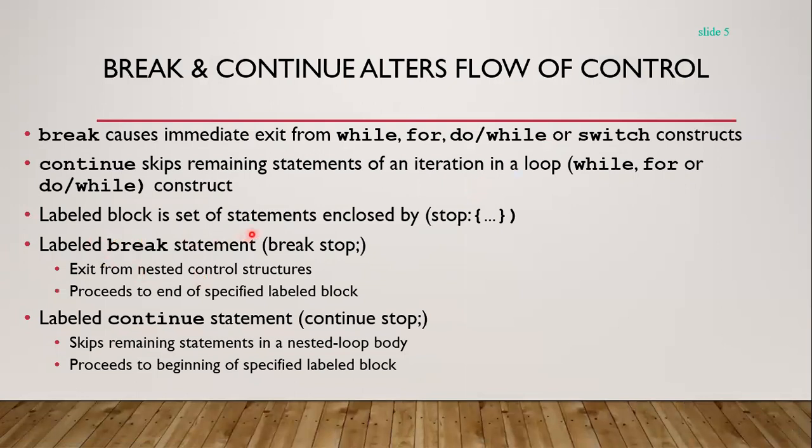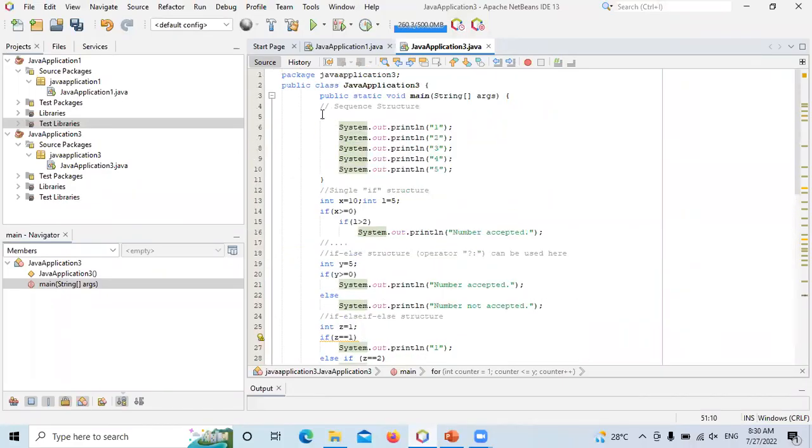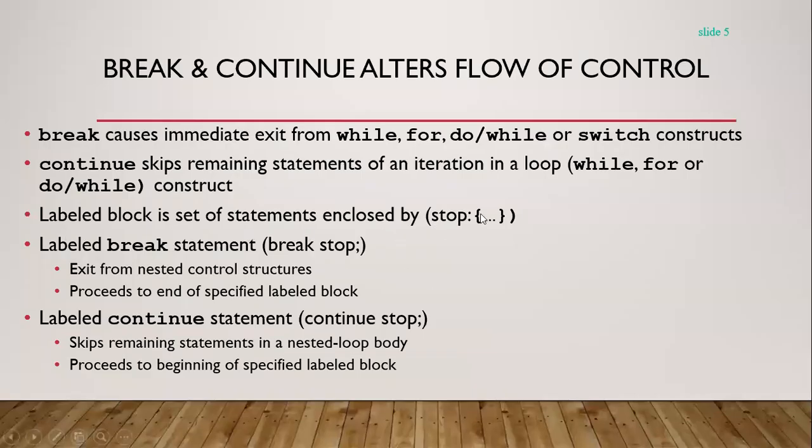A labeled block is a set of statements enclosed by braces. So what is the label? I can put a label in my program, in NetBeans here. I make a program here. I can put a label X, Y, Z. Doing this makes a label for this block. The use of the label is that we can make a block labeled. Then we can use the break statement with the label.